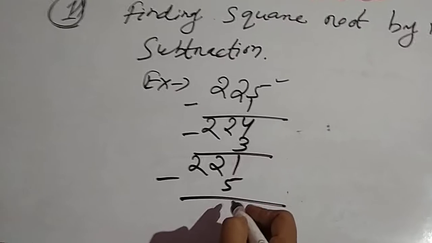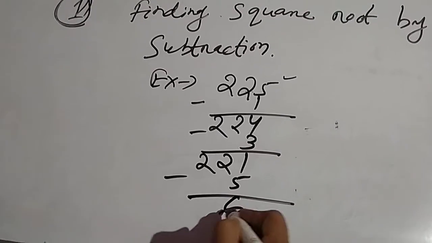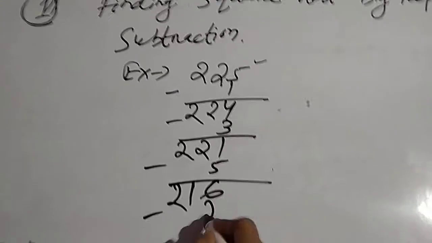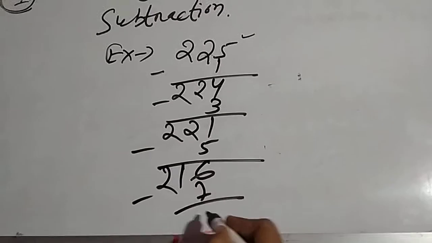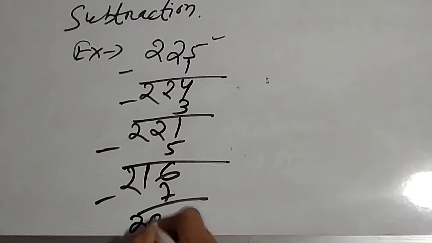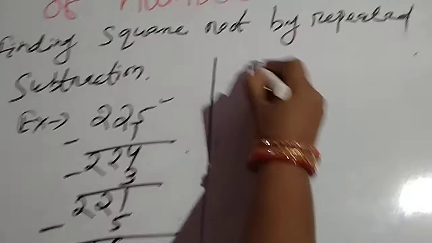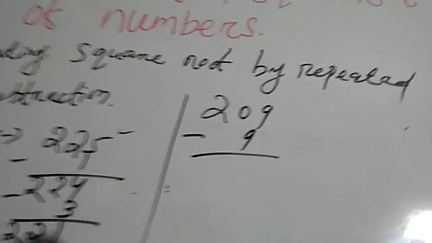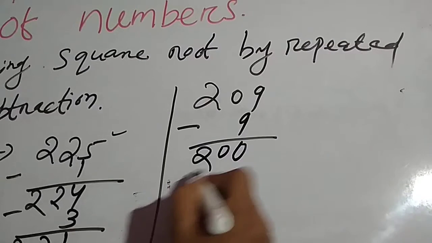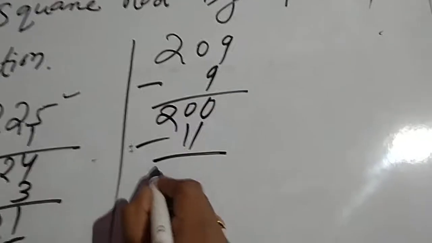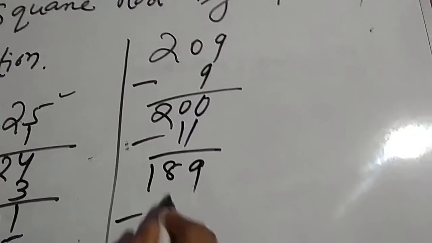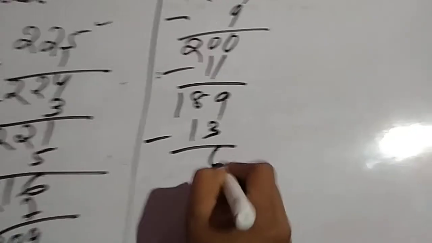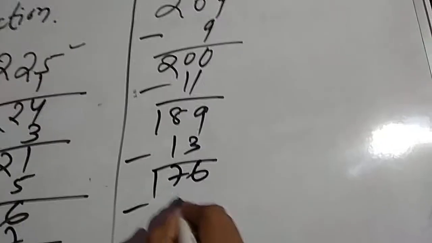1, 3, 5. So 11 minus 5 equals how much? 6. Then 216. Again minus 7, after 5 comes 7. So 216 minus 7 equals 209. Then minus 9, the next odd number, we get 200. Again minus 11, then we get 189. Again minus 13, we get 176.